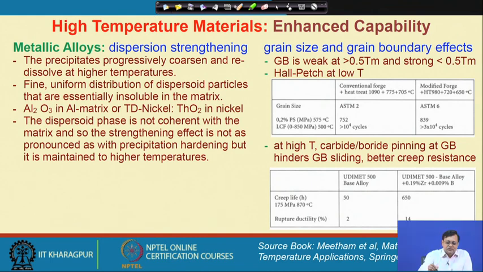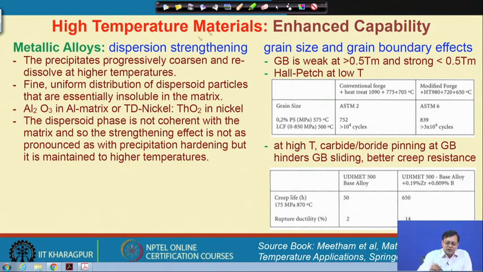During its service the precipitate may grow. In that case the strengthening mechanism will change and the service life will degrade or lower down, because the precipitate may also dissolve in the matrix at higher operating temperature. So, in order to prevent that, one of the alternative solutions is to go for dispersion strengthening.